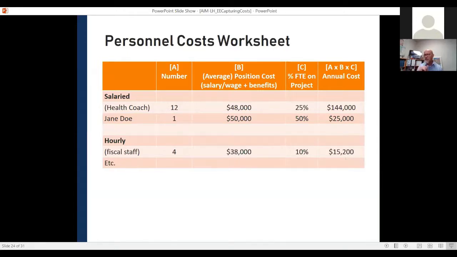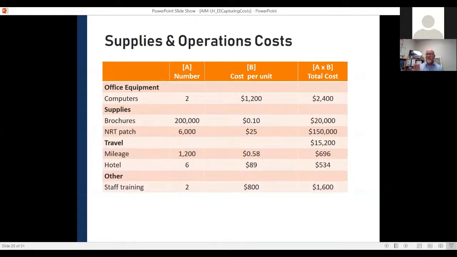So I think the personnel cost one is pretty straightforward about how we document it. But I think the non-personnel side of it, so the supplies and operations side, gets a little bit more complicated, where we have to really think through, and again, this is where our budgets to the funder might help us remember what items we actually need to implement our program. And we would go through and itemize what type of office equipment, the number of the equipment, the cost per unit, and then again, multiplying A and B together to come up with the total cost of that equipment.